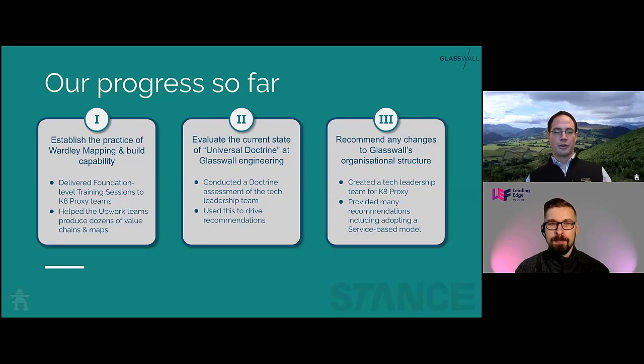So if you think about the strategy cycle in that. Yes, we did, and it is still early days, but we did a great Doctrine initial session. And the main thing that Glasswall's got out of Wardley Mapping so far really is this awareness about the current state of Doctrine at the technical leadership level, right?